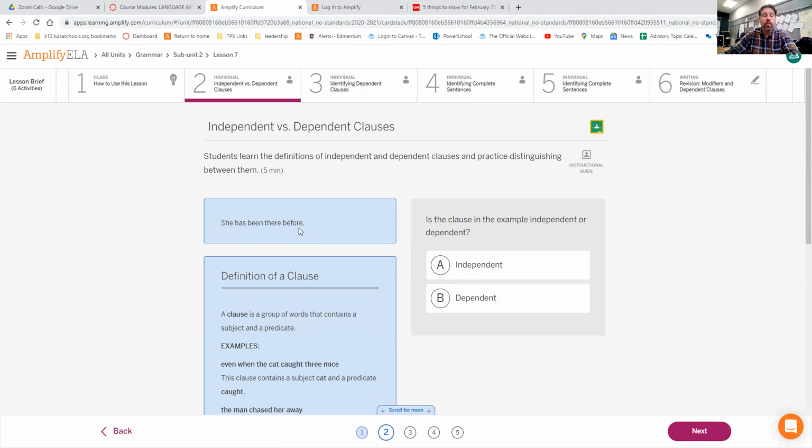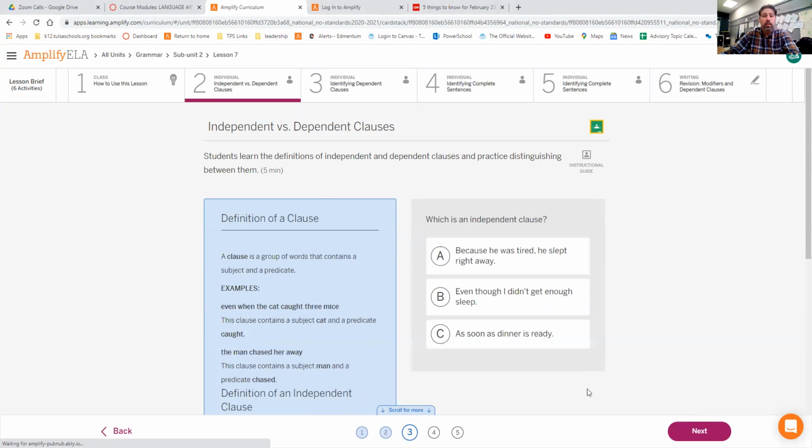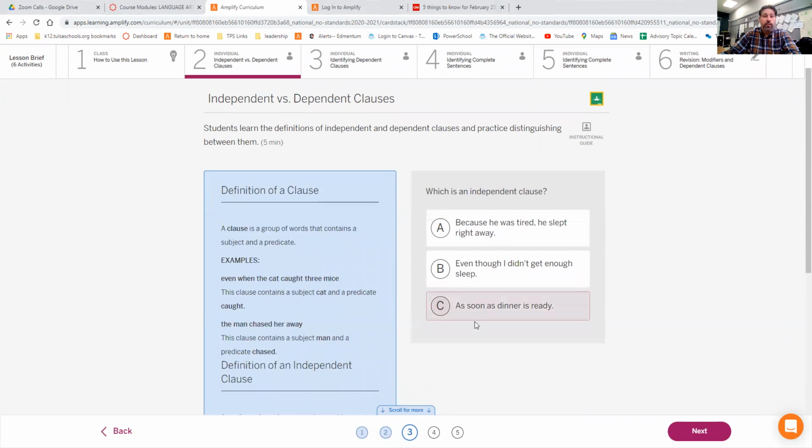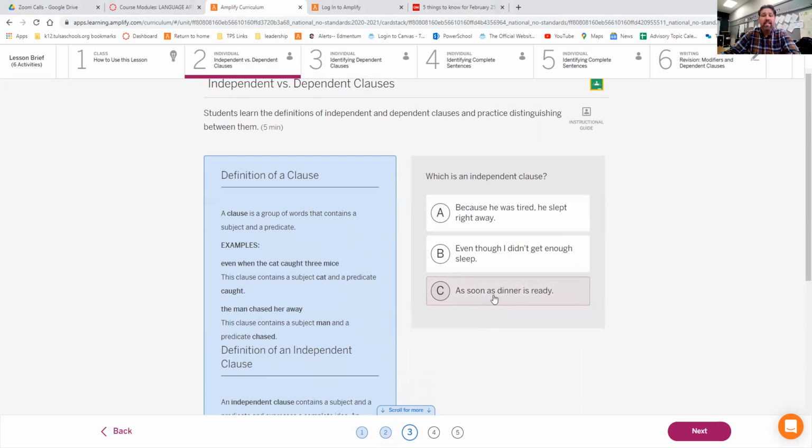She has been there before. That's a complete sentence, right? You notice we don't need any additional information for this to work. It's there. She has been there before. That's independent.